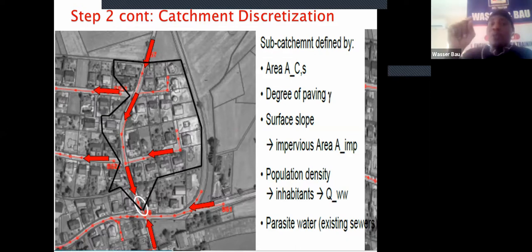Then for sewer, we are not talking about population density. Here you're talking about the wastewater flow. If you're designing for a sewer system, you're talking about the wastewater flow. And then parasite water. Parasite water is like unaccounted water. Despite how sealed your sewer system is, there is still some level of infiltration water that comes into the sewer line.